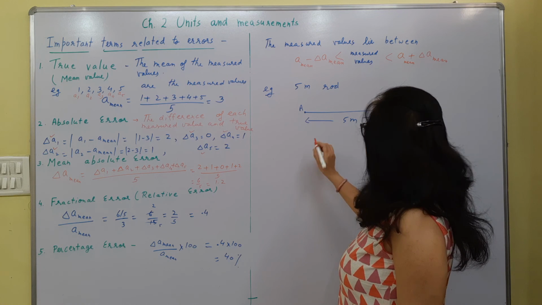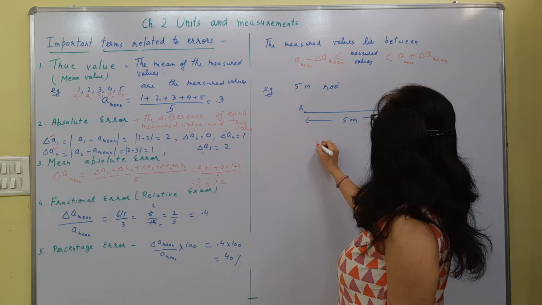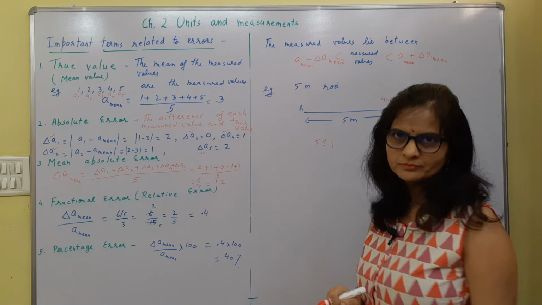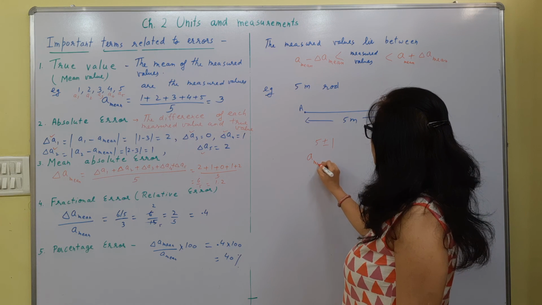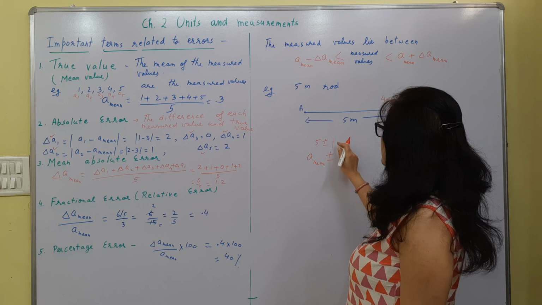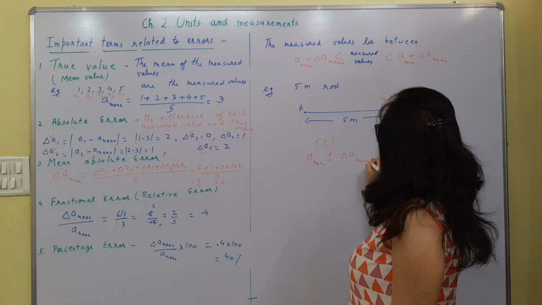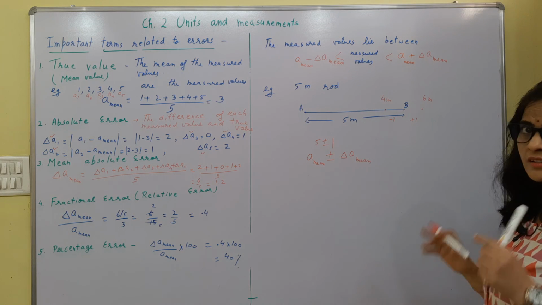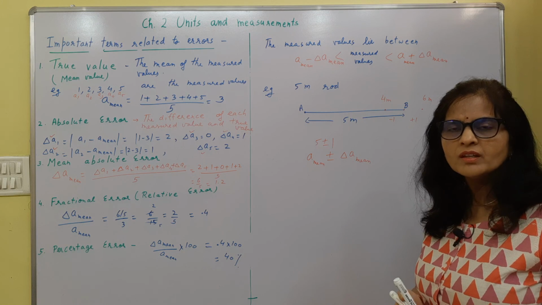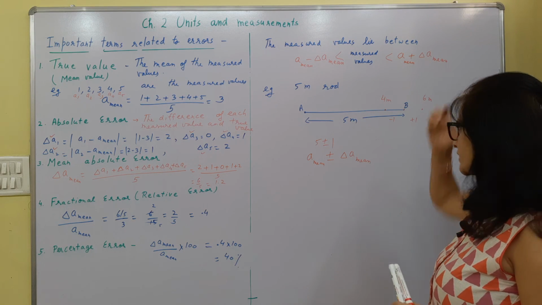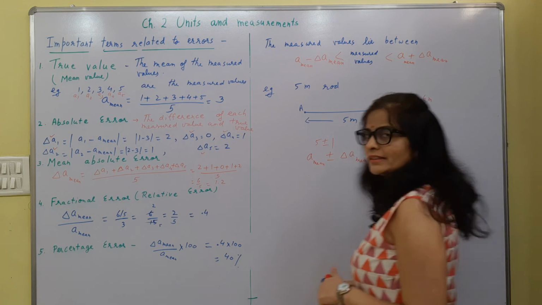Then we represent that its measured values lie between 5 plus or minus 1. So 5 is the actual value, you can compare it with A mean, and plus minus the error in the measurement, which can be written as delta A mean. So whatever range we get, that will be written in terms of this. We'll have many questions related to these errors, their applications, which we'll discuss in the next video.